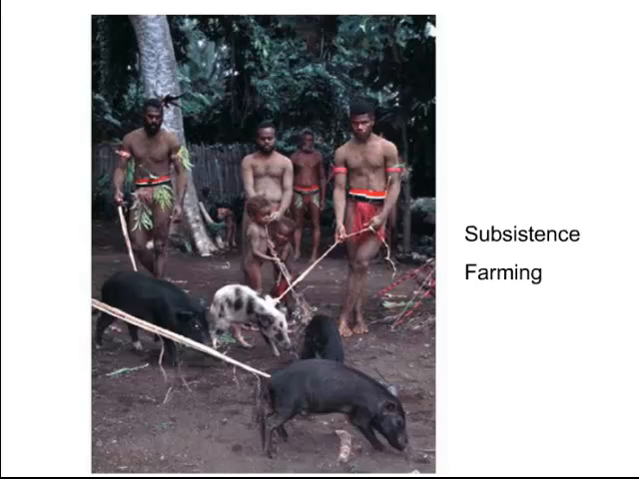So subsistence farms are not making food to sell in the local market, they're just making food for that particular group of individuals. So here we've got an example. This example is from South America, and it looks like these guys are taking their pigs for a walk on leashes, and that's really what they're doing. So each day this group of farmers would get up, they'd walk their pigs out into the forest, and the pigs would then forage in the forest, finding food all day.